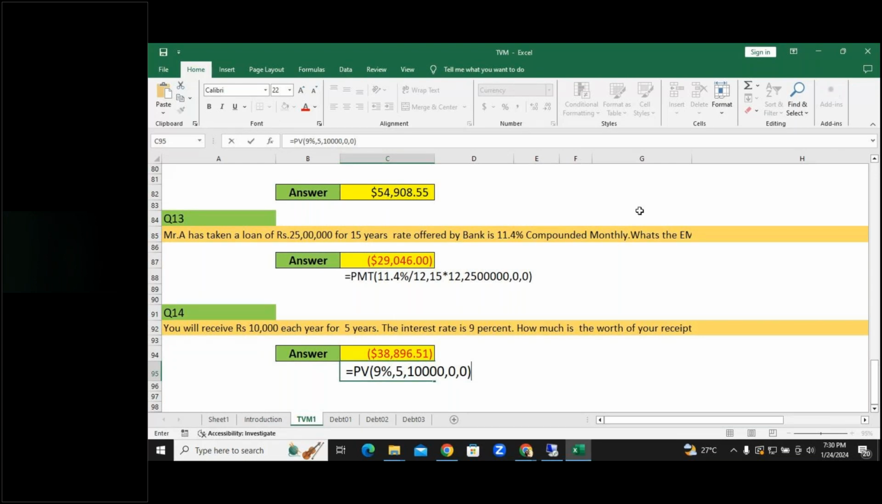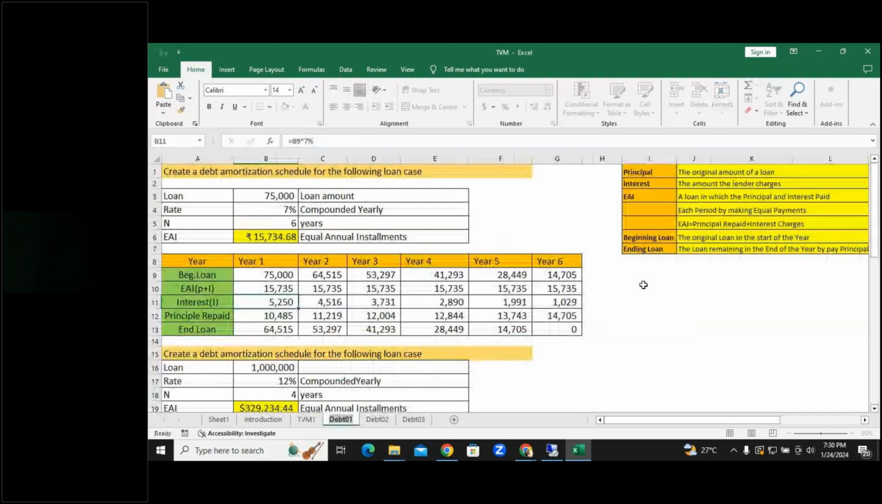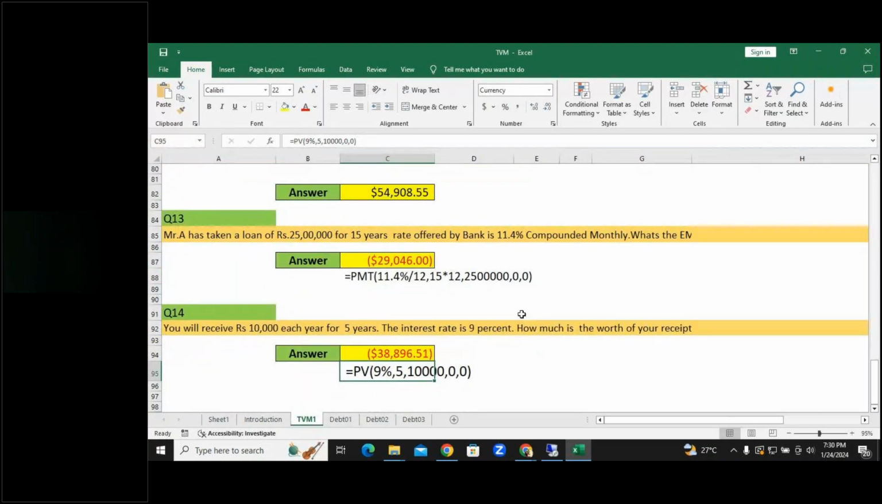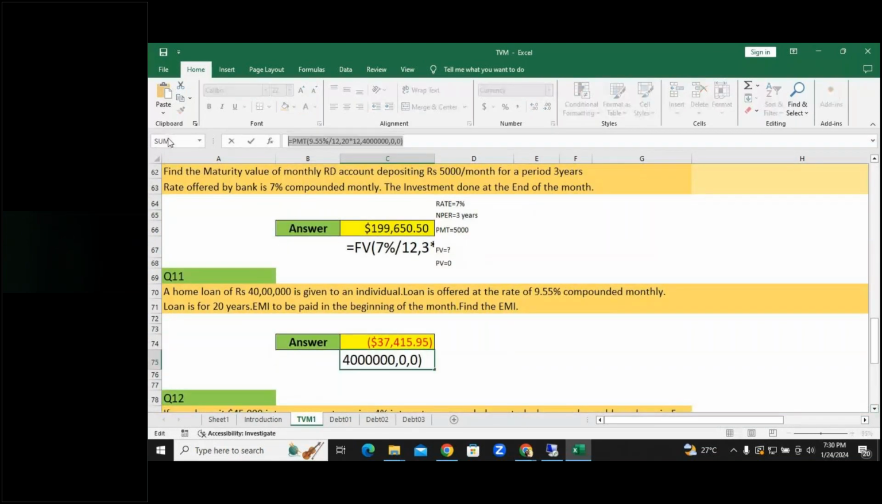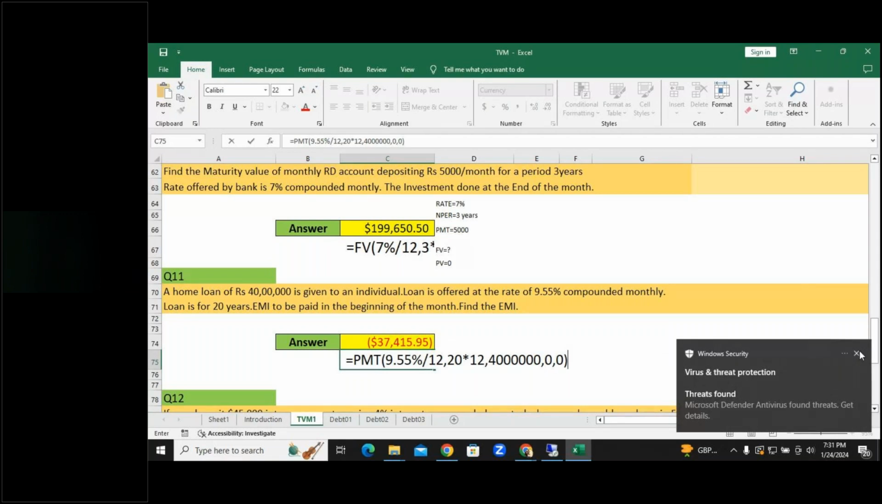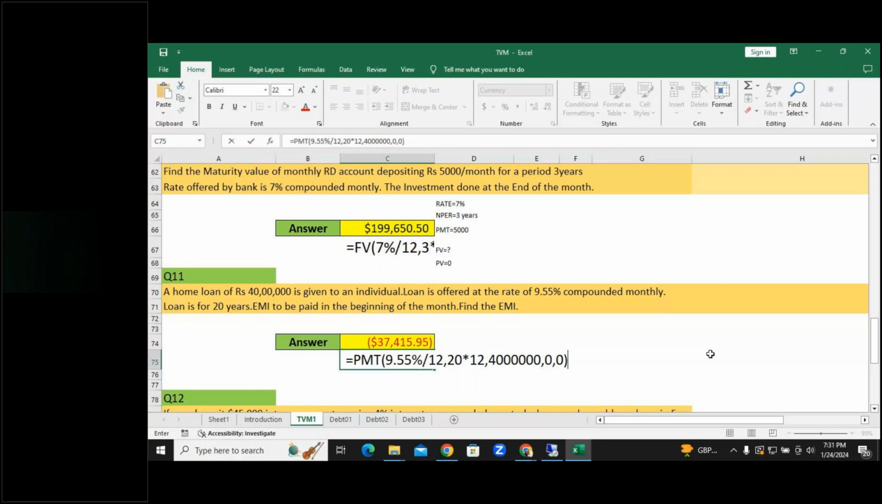So I hope you people are able to follow it. So we'll move to the debt amortization. Ma'am, can you show the formula of question 11 once? Yes. Okay, thank you.